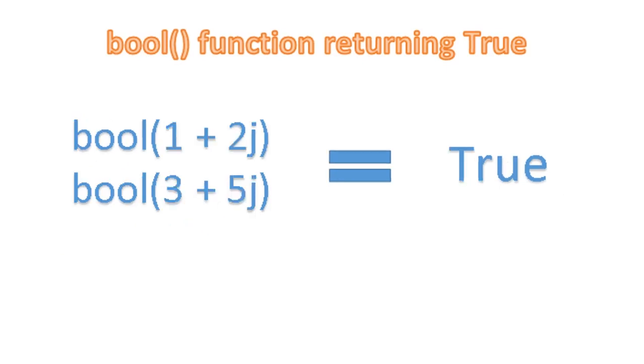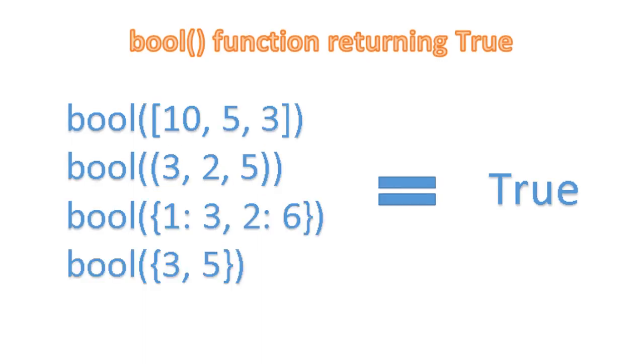Any complex type value other than 0j will return True, for example 1 plus 2j, 3 plus 5j, etc. Similarly, any list, any tuple, any dictionary, and any set with some value will return True.